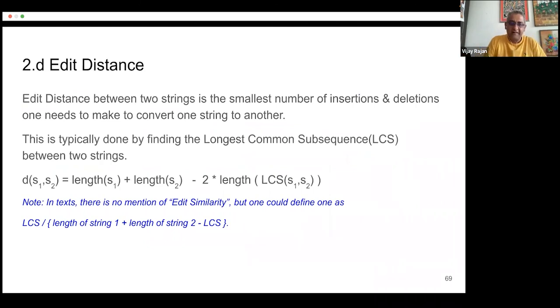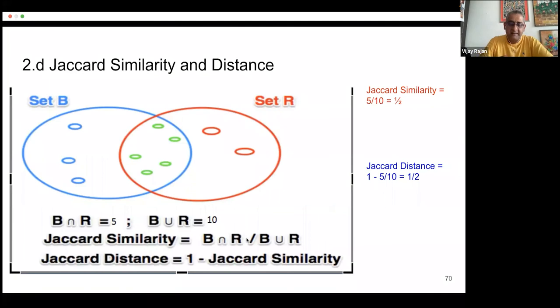So the definition of edit distance is the length of string 1 plus the length of string 2 minus twice the length of the LCS. So this could be my definition. You could have your own definition. Note in the text, there's no mention of edit similarity, but you could define your own. I mean, you could define one as LCS divided by length 1 plus length 2 minus 2 times the LCS of the two strings.